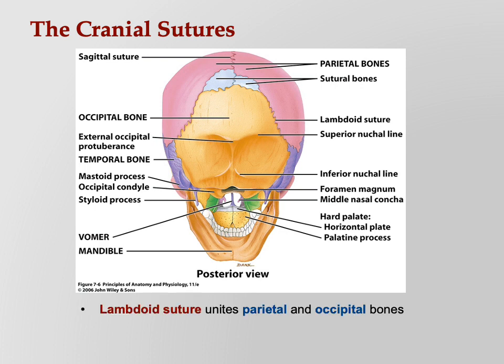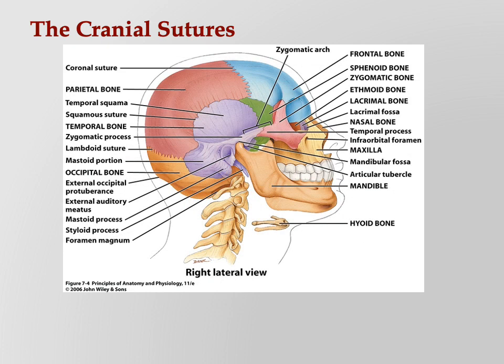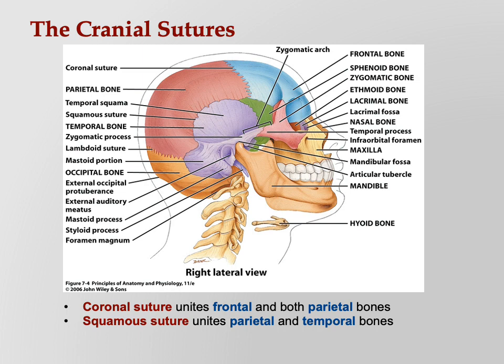So the lambdoid suture unites the parietal and the occipital bones. The sagittal suture unites the two parietal bones. And then here we see the coronal suture unites frontal and parietal. And the squamous suture unites the parietal and the temporal.